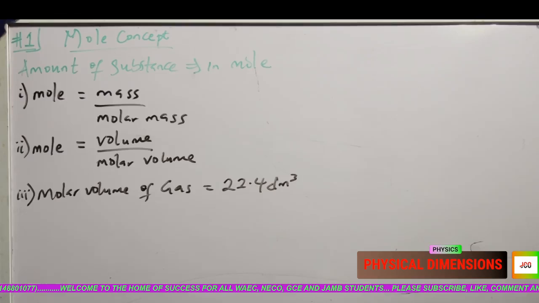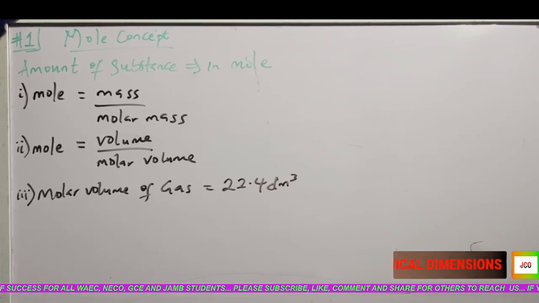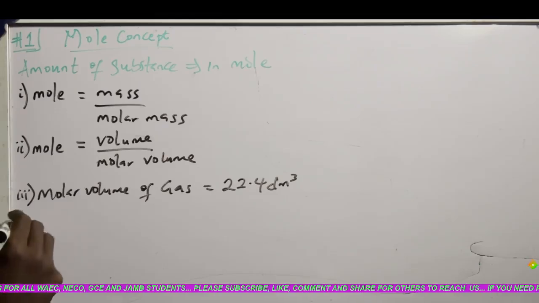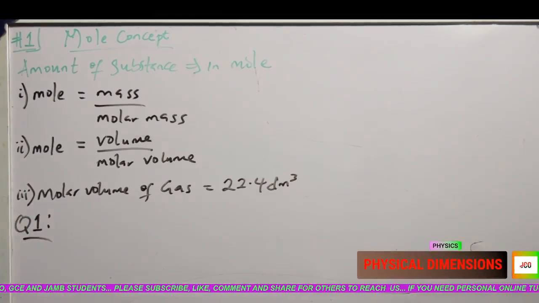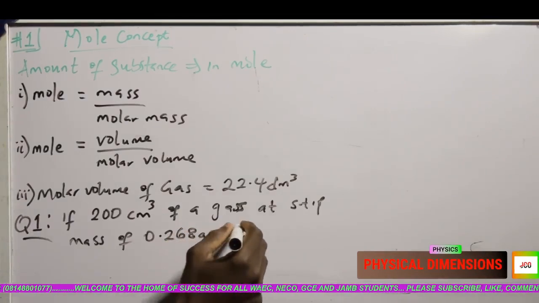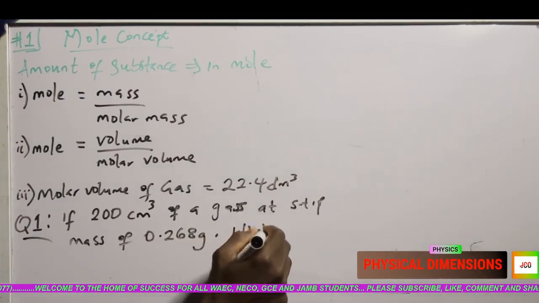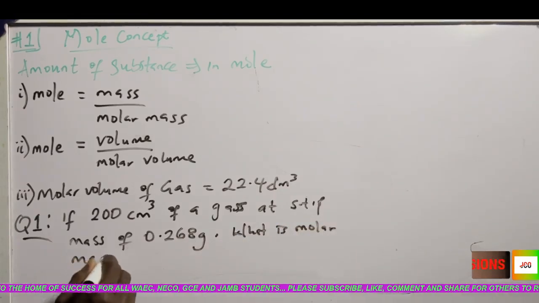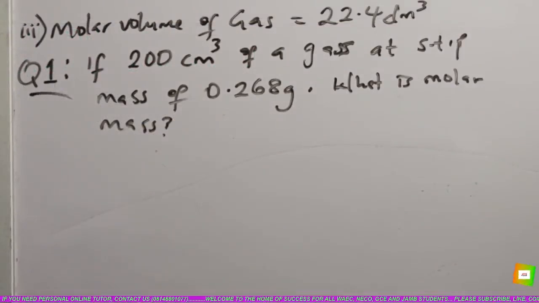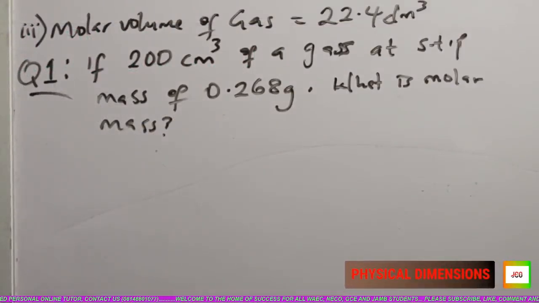It says, if 200 centimeter cube of a gas at STP has a mass of 0.268 gram, what is its molar mass? So we're asked to find the molar mass in this case.